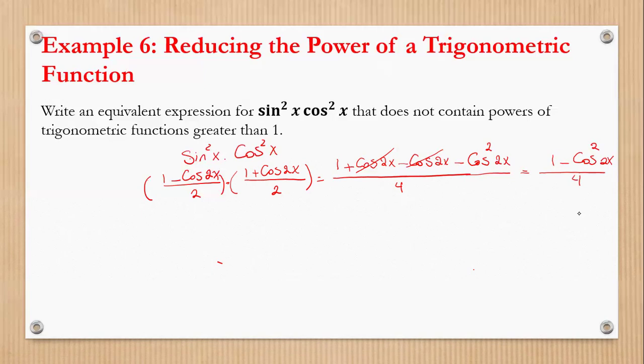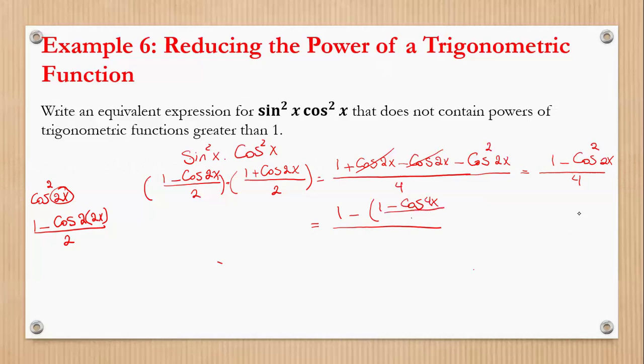But I still have a power. I still have a cosine square. I want an expression without having any powers. So I need to replace something. If I want to replace something for cosine square of 2x, I have to replace 1 minus cosine of the double angle of that. And since the angle for this one is 2x, the double angle is 4x. So I'm going to replace 1 minus cosine of 4x divided by 2 instead of cosine square of 2x.